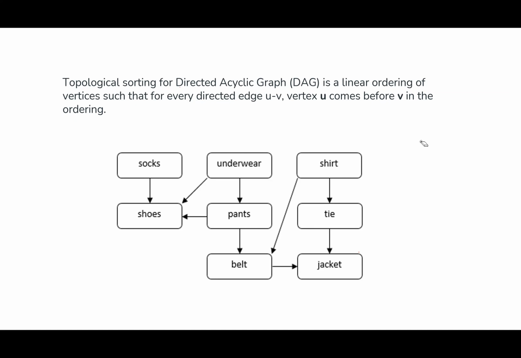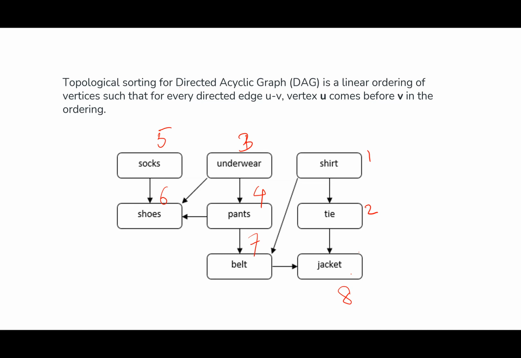Suppose, look at this one, we can put on our shirt first, and then tie next, right? Then we still cannot put on our jacket, because the jacket is still dependent on the belt. So we can then put on our underwear, and then pant, then socks and then shoes. And then at the seventh step I can put on my belt and finally the jacket, right? So this is one ordering of how I want to dress.